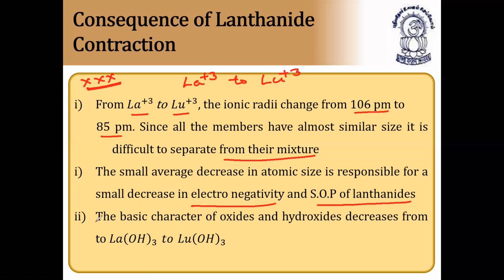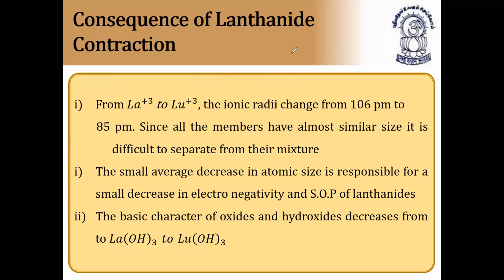Next, the third point: the basic character of oxides and hydroxides decreases from lanthanum hydroxide to lutetium hydroxide. So as we move from left to right, what happens? The metallic character decreases, so basic character also decreases. So the basic character of oxides or hydroxides decreases from lanthanum to lutetium. This point is also important. Based on this point also, they can frame a question. So due to lanthanide contraction, the ionic radius and atomic size are almost similar for lanthanides.